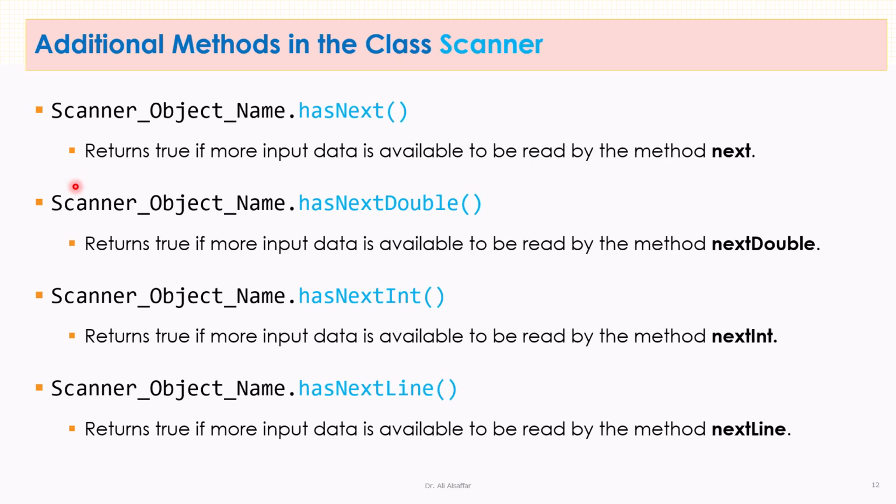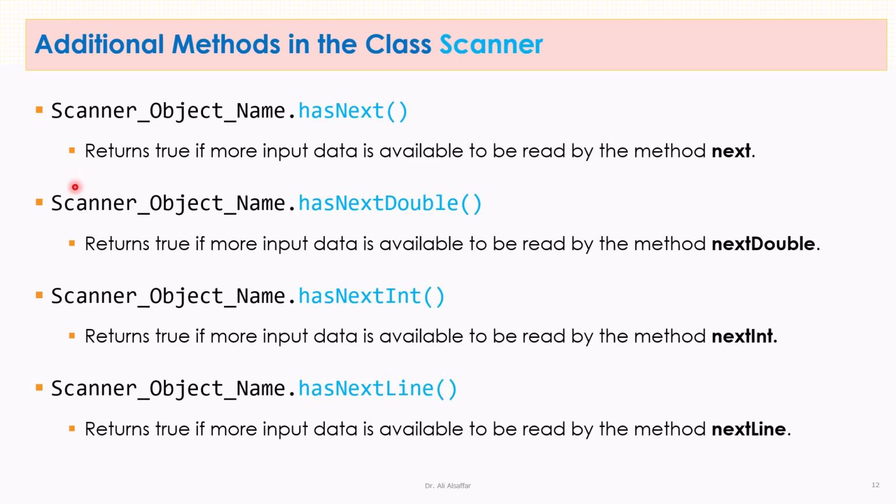It will raise an exception, and we don't want that to happen. So therefore, the class Scanner has additional methods that will help us check whether there is available data to be read or not. For each next method, there is a corresponding Boolean method that starts with has that tells you whether there is available data to read or not.